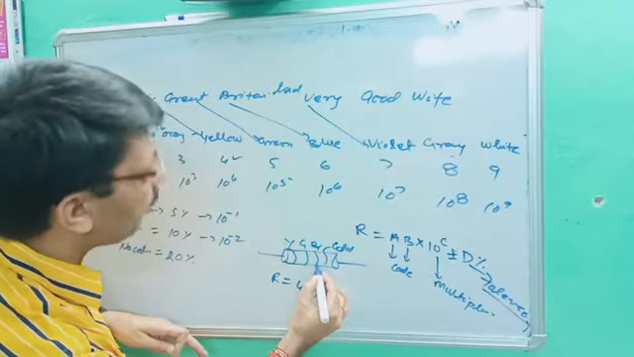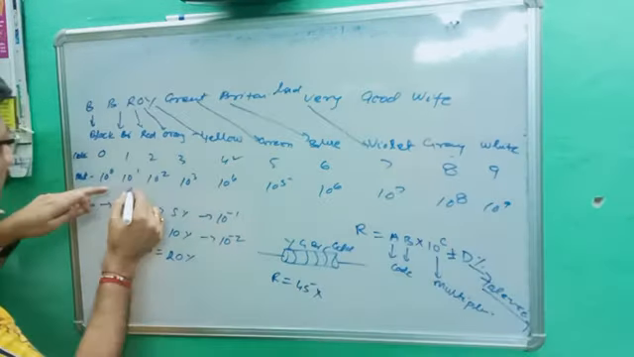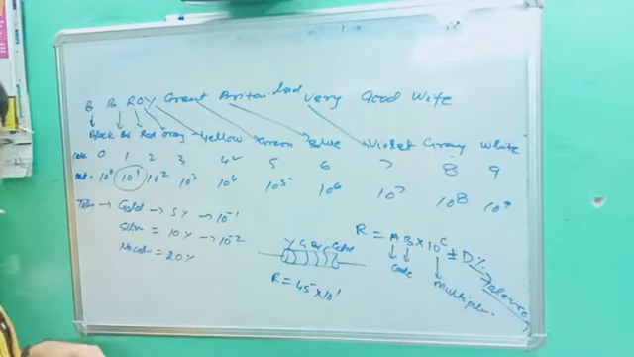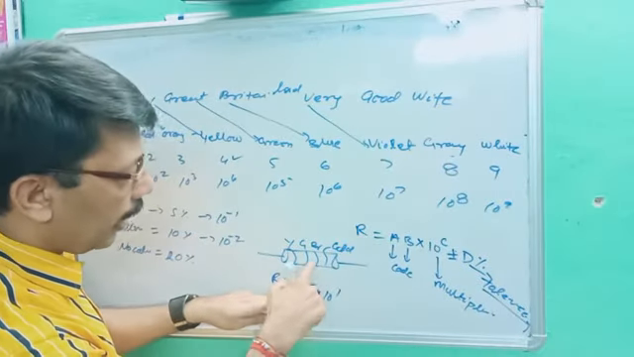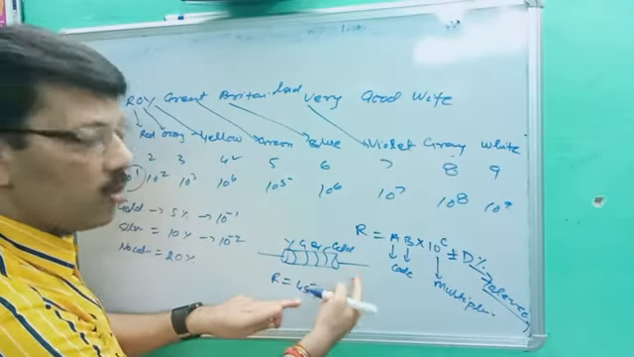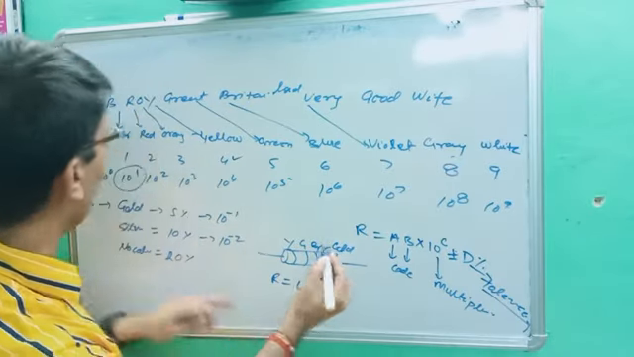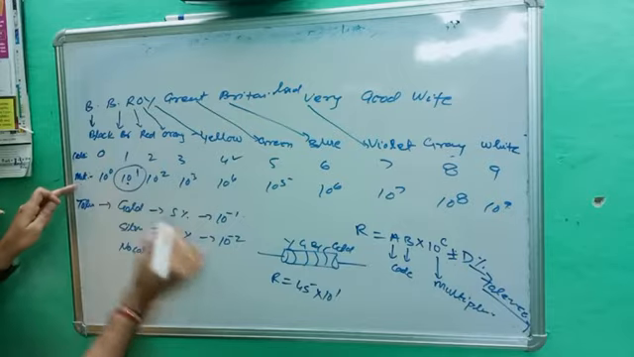10 power C means the brown color. What is the brown color? Brown is 1, but you don't write its code here. Its multiplier will be there, and its multiplier is 10 power 1. Are you getting it? For yellow and green you write the code, and before gold or silver you have to write the multiplier. Brown multiplier is 10 power 1.